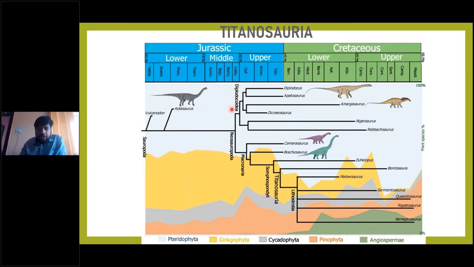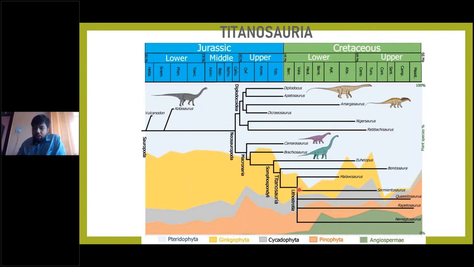And among this clade, the Diplodocoidea, Amargasaurus and their family, Nigersaurus and Rebbachisauridae and their family, managed to survive the late Jurassic extinction event. But the particular clade that flourished most was Titanosauria. This Titanosauria, as you can see, arising from this Macronarian clade, all of a sudden started flourishing, radiating in the Lower Cretaceous. And there also you can see there was a rise in the plant diversity.